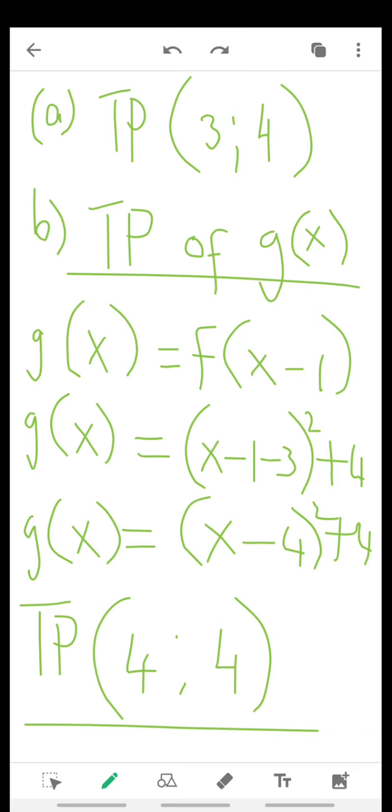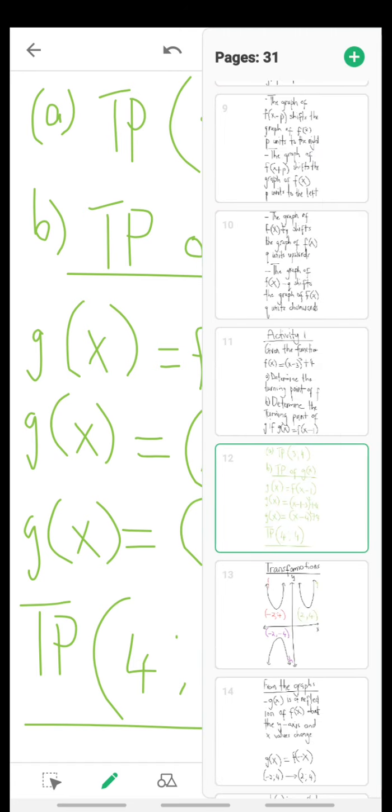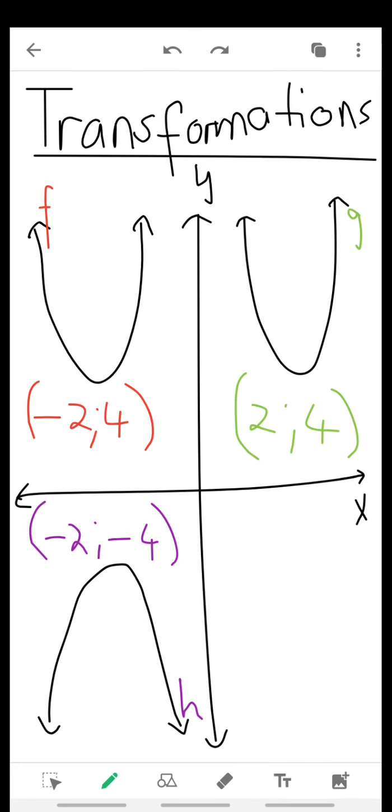Because this is the turning point form, in this case it means I know what I must do to find the turning point. Next up, we want to look at transformation.